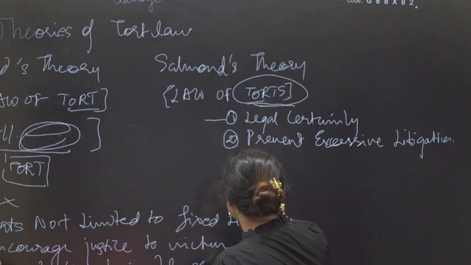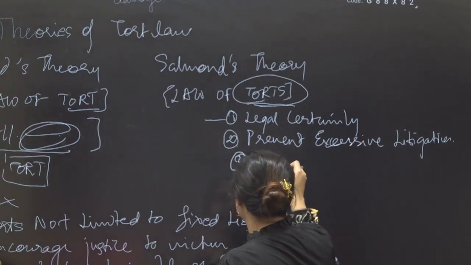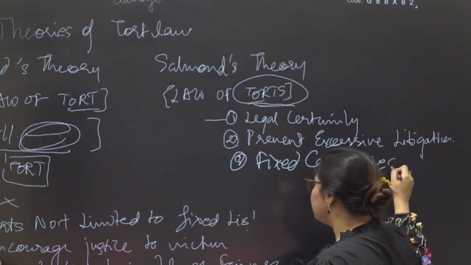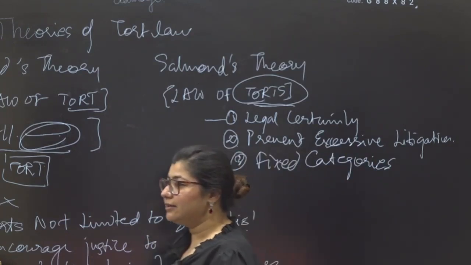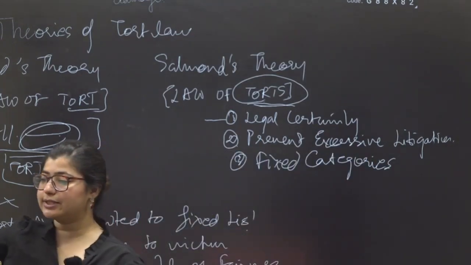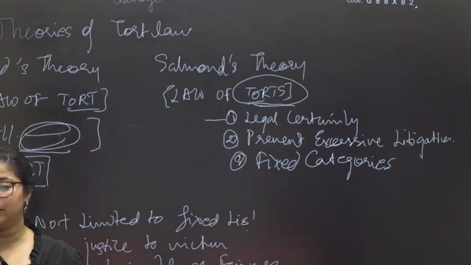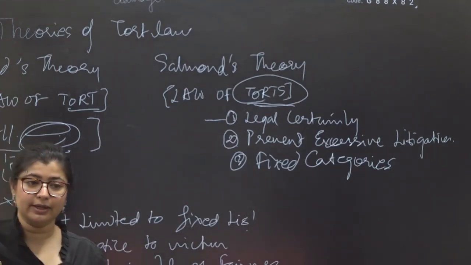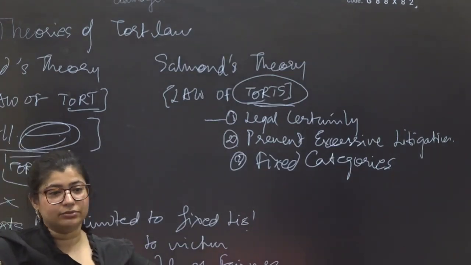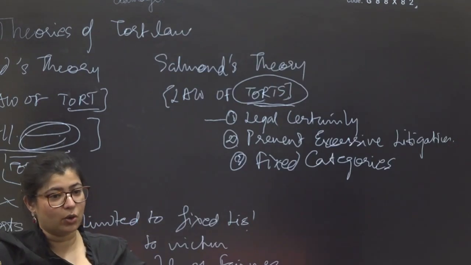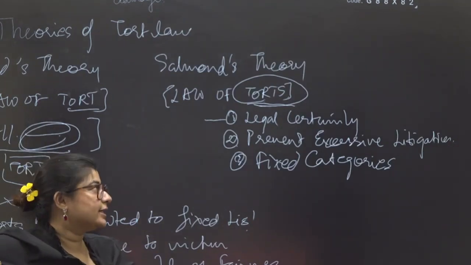Third, he says that there should be fixed categories. Winfield was saying no fixed list. Here, Salmond says there should be fixed categories. Only recognized torts will apply and no expansion should be there unless they are legislated. If the law has decided, okay, this wrong will also be included, then I will take it under my theory.